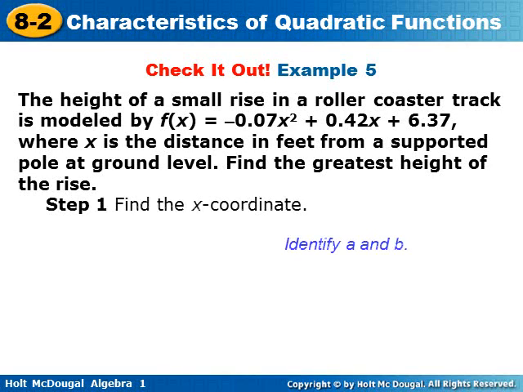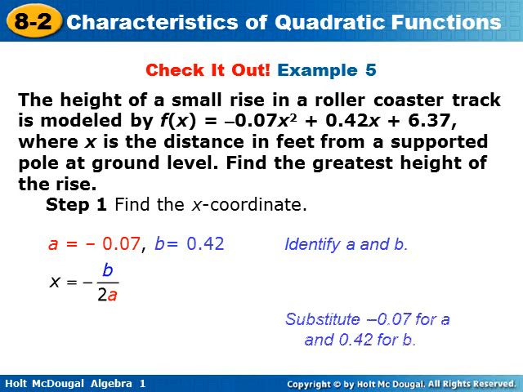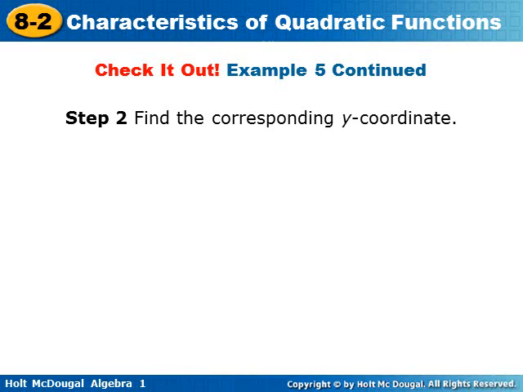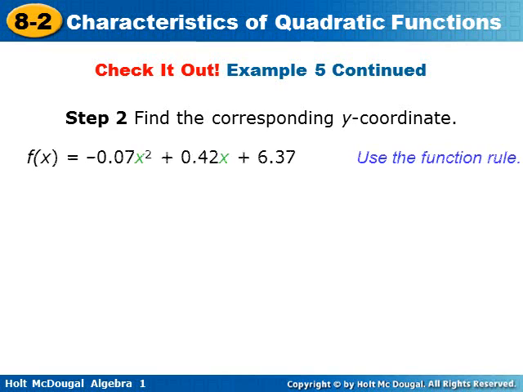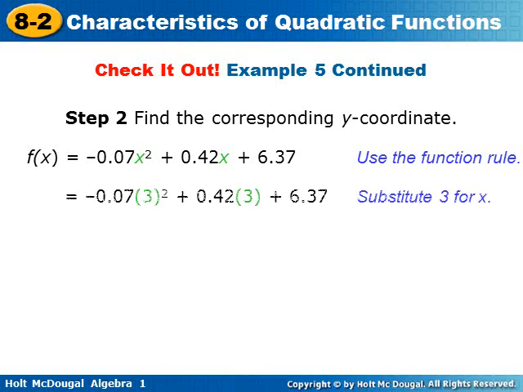Step 1 would be to find the x-coordinate. So you're going to do that by plugging it into the axis of symmetry equation. So you need to identify a and b. A is negative 0.07 and b is 0.42. And we're going to plug it into x equals negative 1 times b divided by 2a. So we're going to substitute in 0.42 for b and then negative 0.07 for a, and when we reduce we get 3. To find the y-coordinate, we're going to plug 3 back into the original equation and solve for y. And we end up with 7 feet. So the height of the rise is 7 feet.